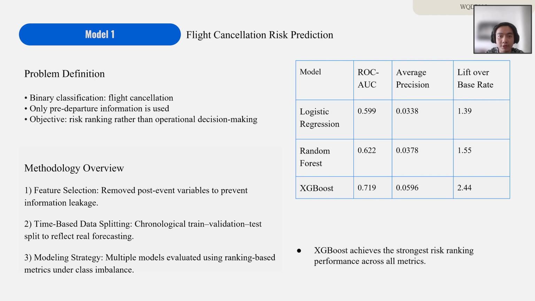Third is the modeling strategy. We evaluate multiple models, including logistic regression, random forest, and XGBoost, and focused on ranking-based metrics, since the cancellation events are highly imbalanced. On the right, the table summarizes the quantitative performance of each model using ROC AUC, average precision, and lift over the base cancellation rate. From this comparison, we can already see that XGBoost consistently outperforms the other models, which leads to the visualization and the deeper analysis shown on the next slide.